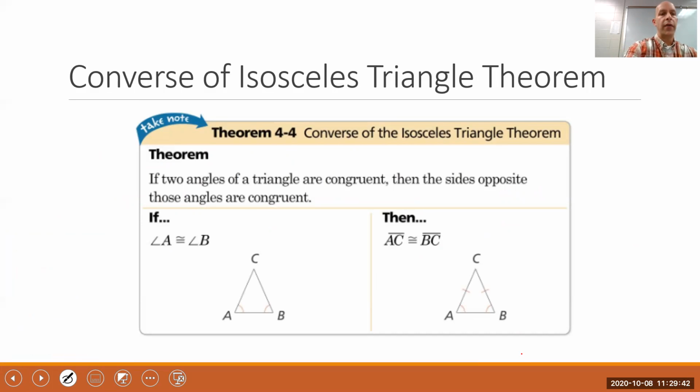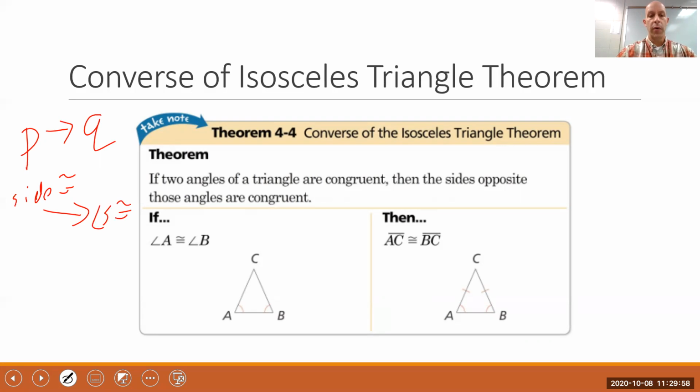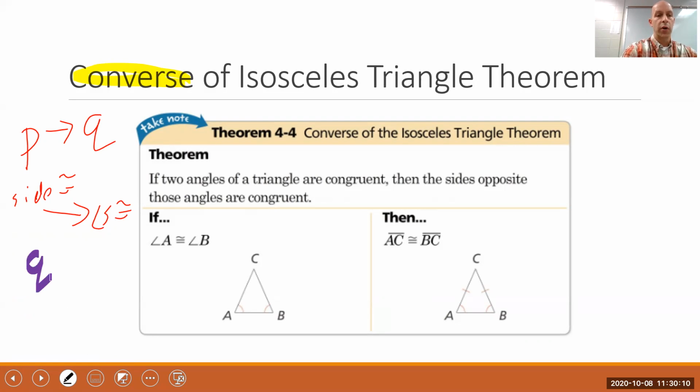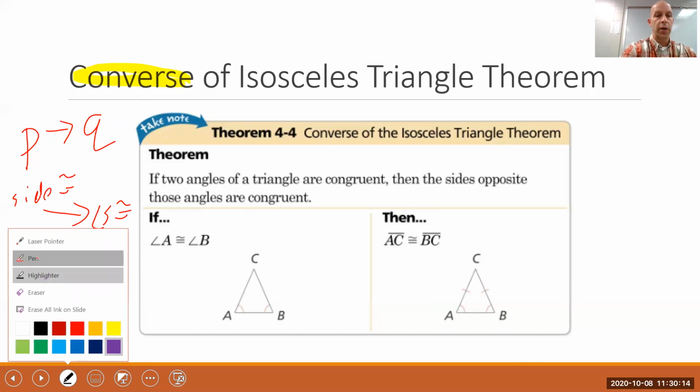Now we just had the ITT theorem, which was P arrow Q: if the two sides are congruent, then that implies the base angles are congruent. Now we're going to look at the converse of the isosceles triangle theorem. As you're hopefully well aware, we take the P and the Q and switch them around.